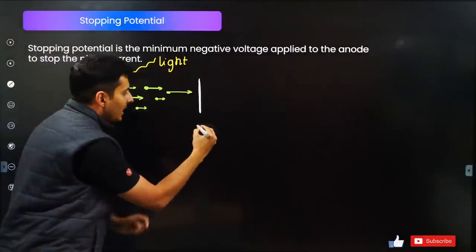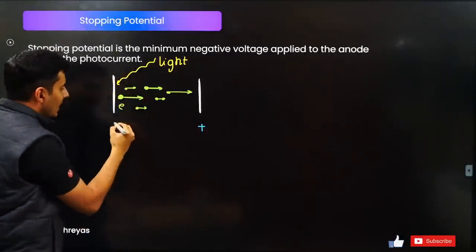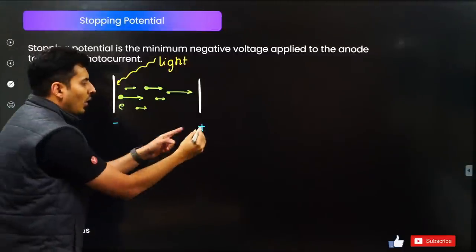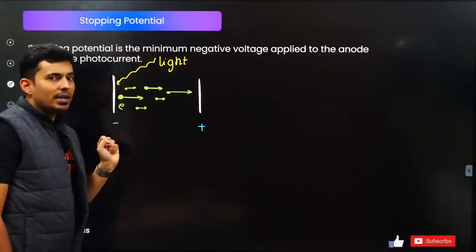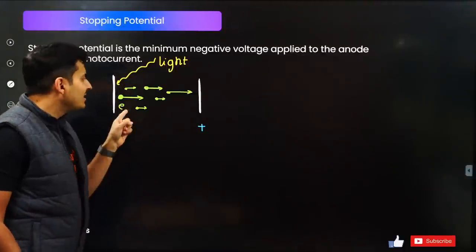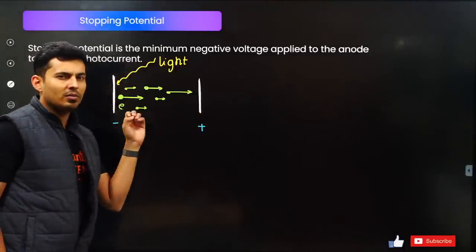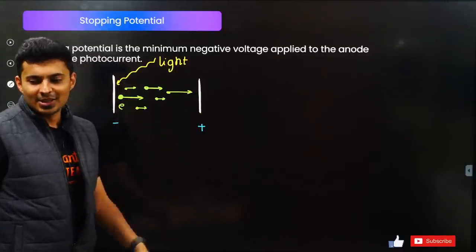If by chance, I make this terminal positive and this terminal negative, what do you think will happen? If I make this plate positive and this plate negative, what will happen, guys? Will these electrons get accelerated or will they get decelerated? Answer in the chat box.